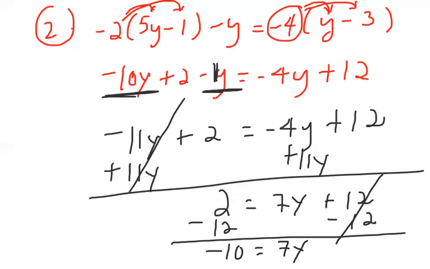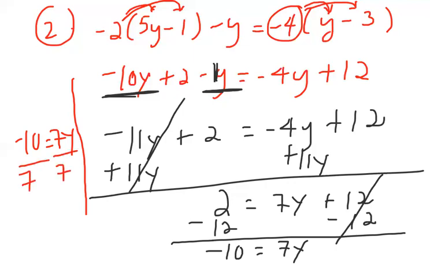Now, guys, listen, there's nothing wrong with fractions. It's okay if you get a fraction. On this particular problem, I'm just going to go to the side and finish out this problem. So I'm at negative 10 is equal to 7y. To finalize this, I'm going to divide both sides by 7. So y is equal to negative 10 over 7. And there you are. That's it for example number 2.